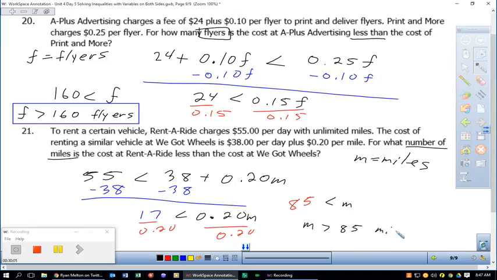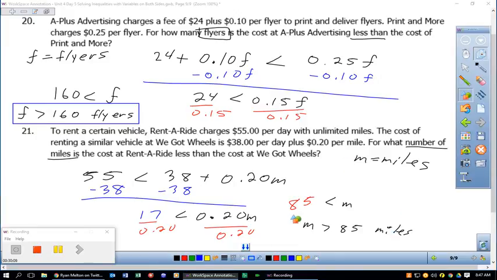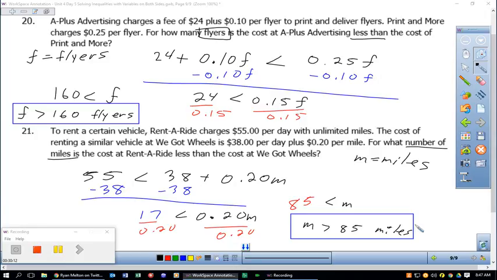Wait, I have a question. Why do you change it up like that? Well, one, I feel like it makes more sense to say that our miles are more than 85. But if you leave it right here, no, that's fine. Just make sure you do put miles in there somewhere, or the units. If you don't switch it, that'll be fine. But if you had to graph it, you'd have to be really, really careful.